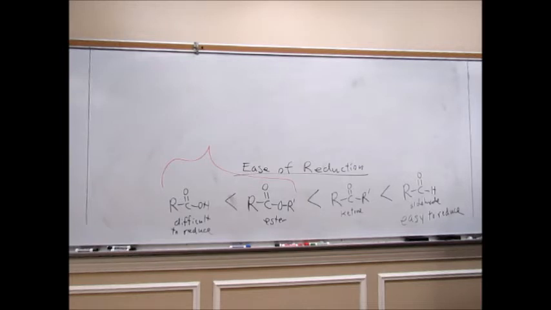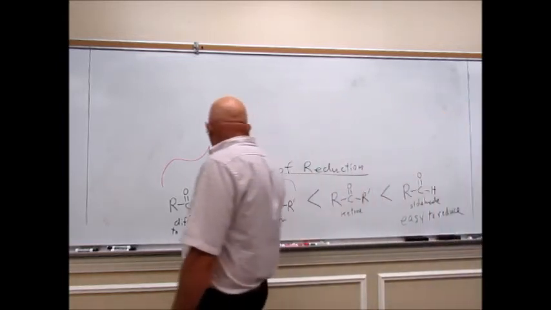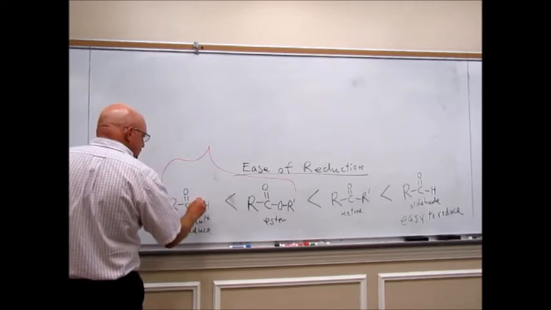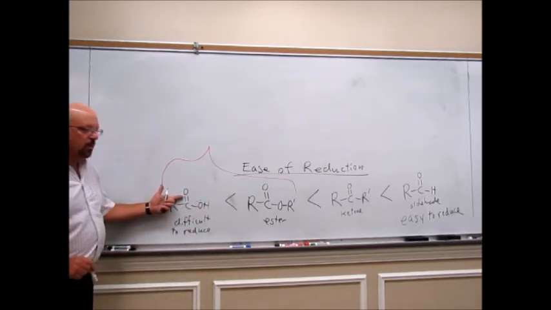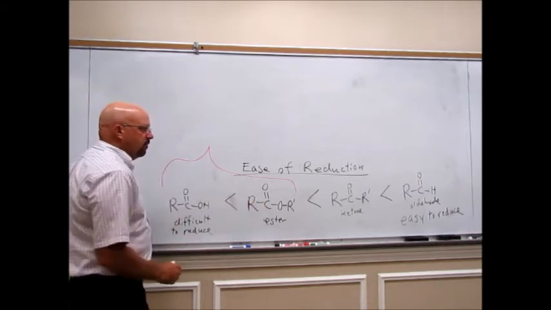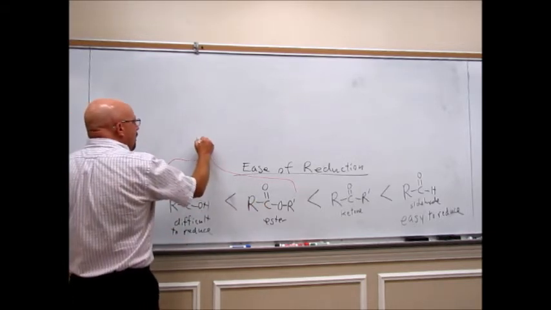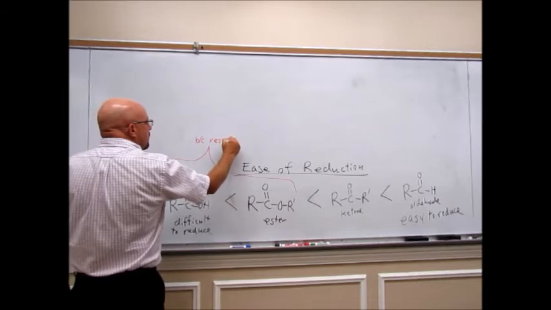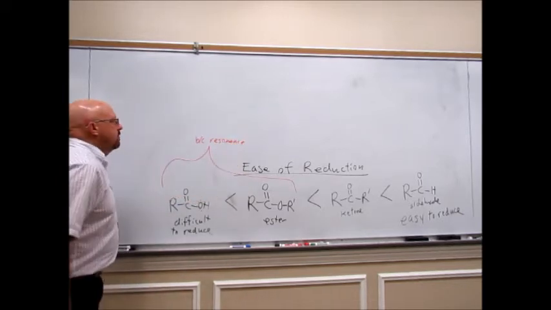Delocalization of the electron. Yes, in other words, resonance. They have additional resonance structures. So with these two, we have the extra oxygen that is doing resonance with the carbonyl. So the reason these are difficult to reduce is because of resonance. Additional resonance.